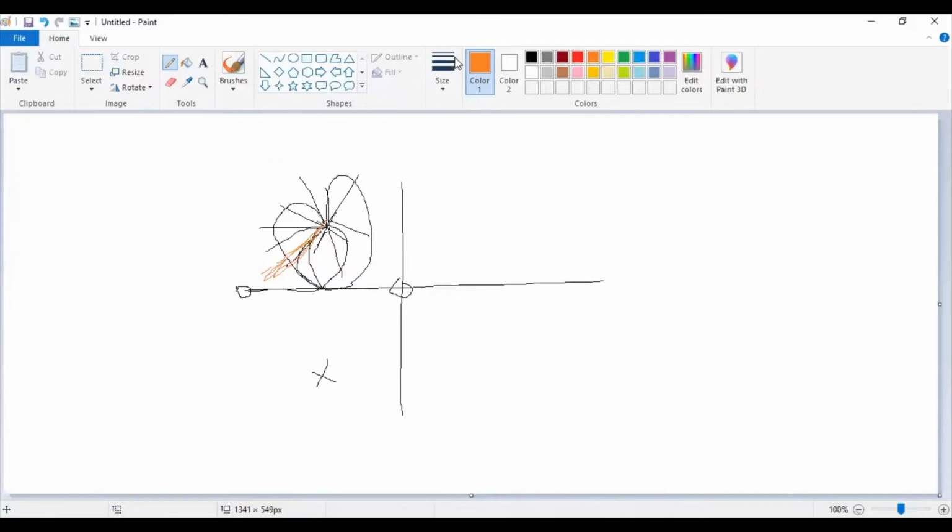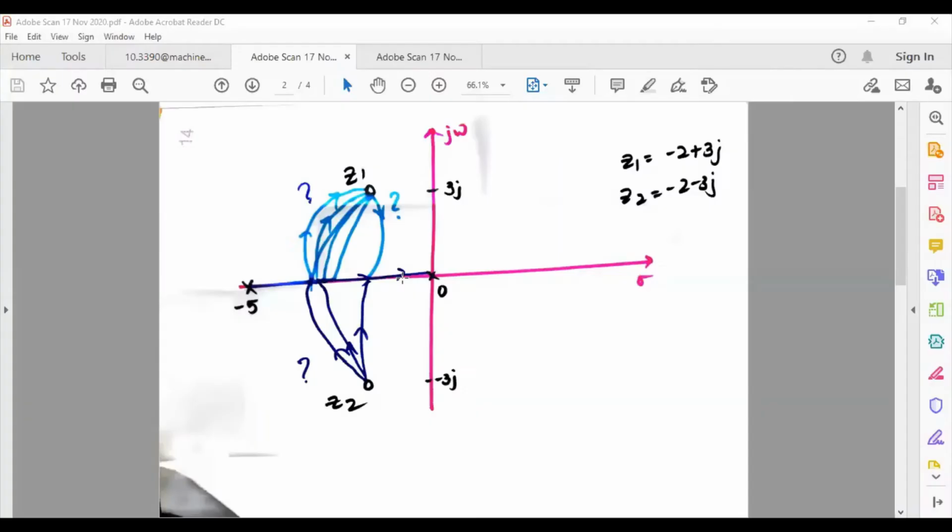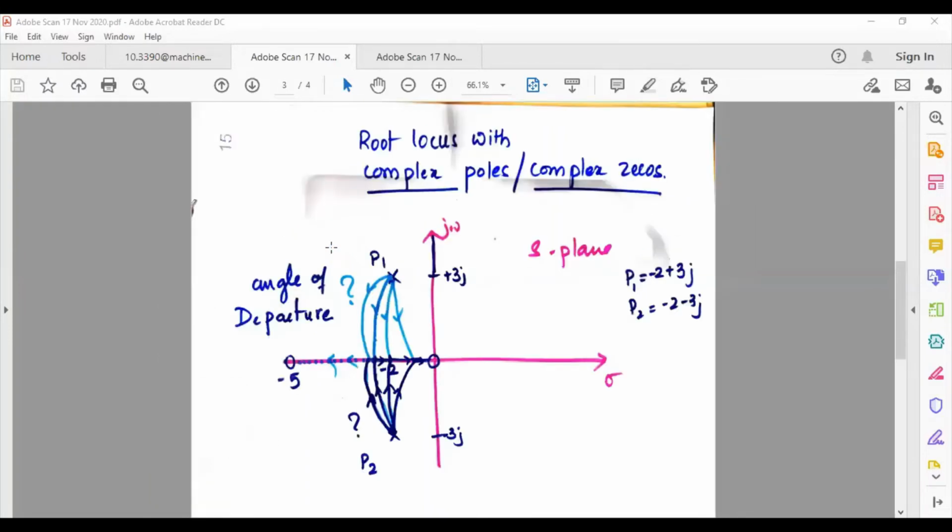Okay, fine. So the same thing is true even in the case of a complex zero. When we have a complex zero here, obviously the root locus ends at a zero. So at what particular angle will it end, and at what particular angle will it start? Those are the questions related to complex poles and zeros.